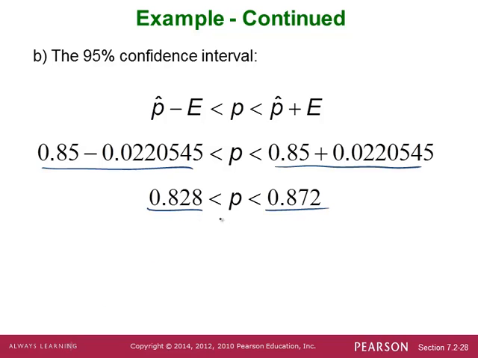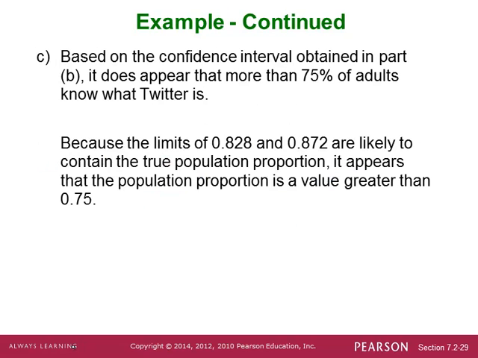Now, it would be wrong for you to say that there's a 95% confidence that the true proportion of people who know what Twitter is lies between 82.8% and 87.2%. Okay, that would be the wrong thing to say. The more accurate thing to say is that there is a 95% probability that interval actually contains p. Remember, p is fixed. Our confidence interval actually is dependent on our sample, which is random.